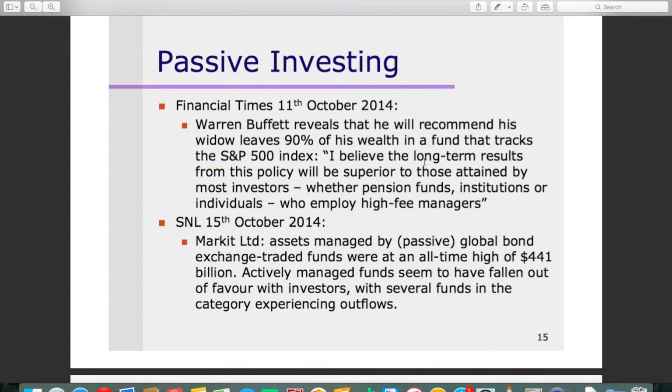So, one day he'll die, and he tells his wife to put 90% of his money in an index tracking fund. Right? So, follow a passive strategy. That's what he's saying, specifically quoting here. I believe following the index will be superior to most investors.